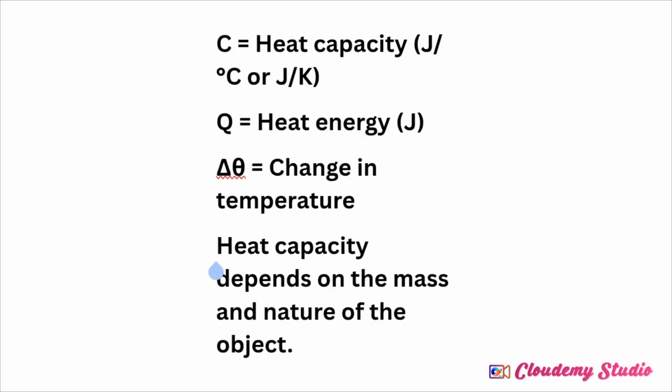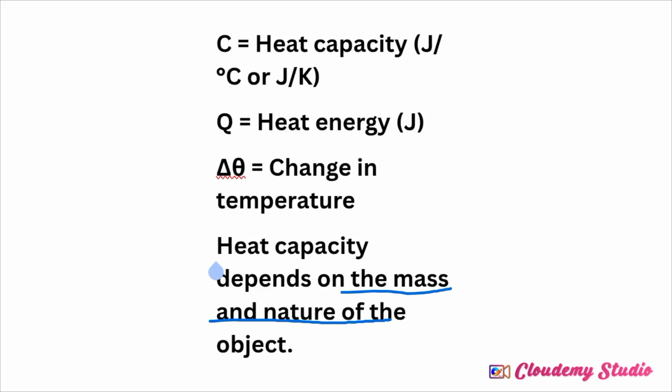So the C there stands for heat capacity, in joules per Kelvin, and Q is heat energy, over change in temperature. I think I've seen this in past questions before: its capacity depends on what? It depends on the nature and the mass of the object.